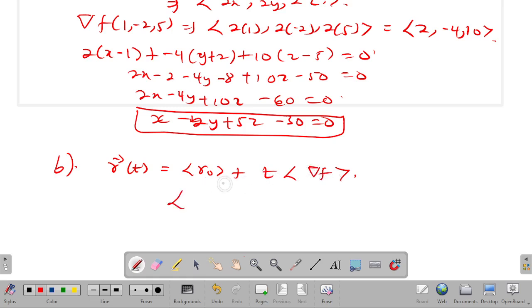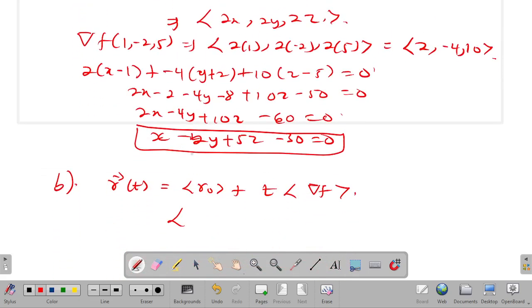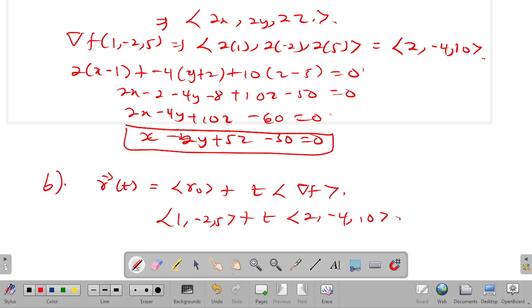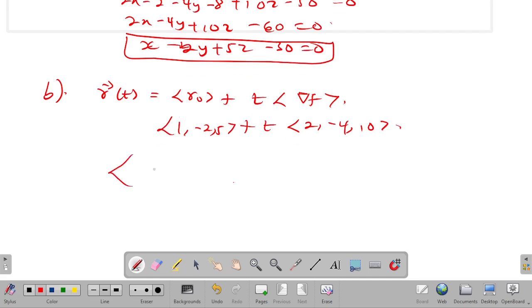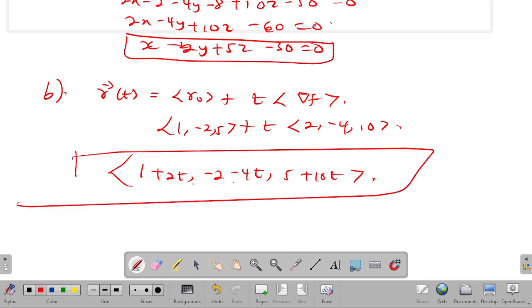The known point from the question is (1, -2, 5). So we get (1, -2, 5) plus t multiplying the gradient values, (2, -4, 10). That's all. At this point, we have our parametric equation to be 1 plus 2t, -2 minus 4t, 5 plus 10t. As simple as that. So this is our vector equation, and we have our parametric equation inside. You can find the symmetric.